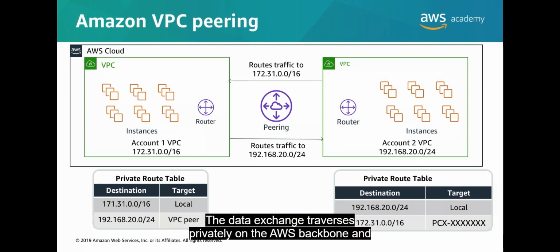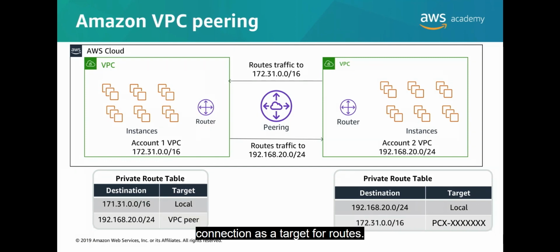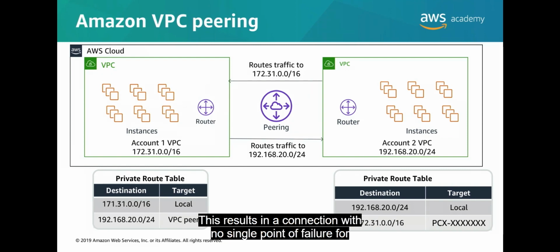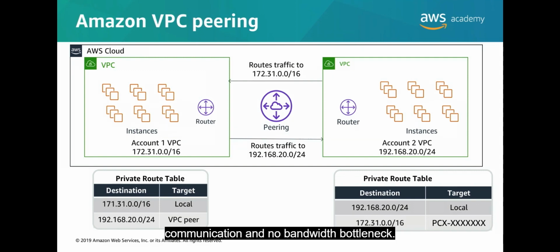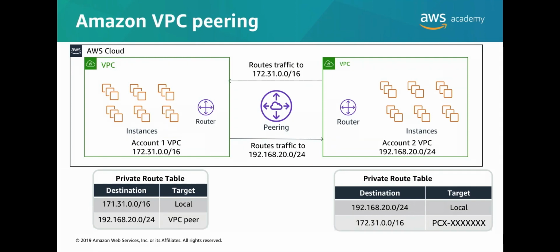The data exchange traverses privately on the AWS backbone, and no gateways are required for peering to work. The connection is controlled by the route tables, which reference the peering connection as a target for routes. This results in a connection with no single point of failure for communication and no bandwidth bottleneck.